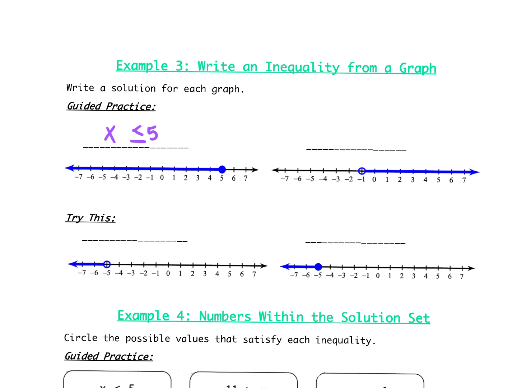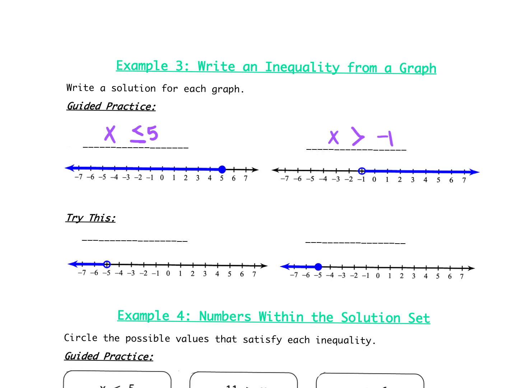Versus over here, I have an open circle at -1, so I know my number is going to be -1 no matter what, because that's where it's at. I know it's not going to have an equal sign because it doesn't include -1. And if I look at the numbers at -1, these are all numbers that are bigger than -1. So I know it's going to be a greater than symbol. So I'm going to say all my x's are greater than -1. And that's my answer. It's that simple, guys.